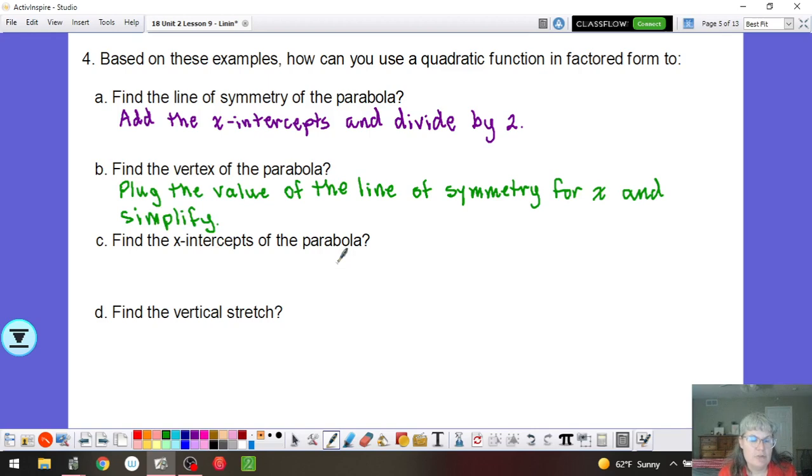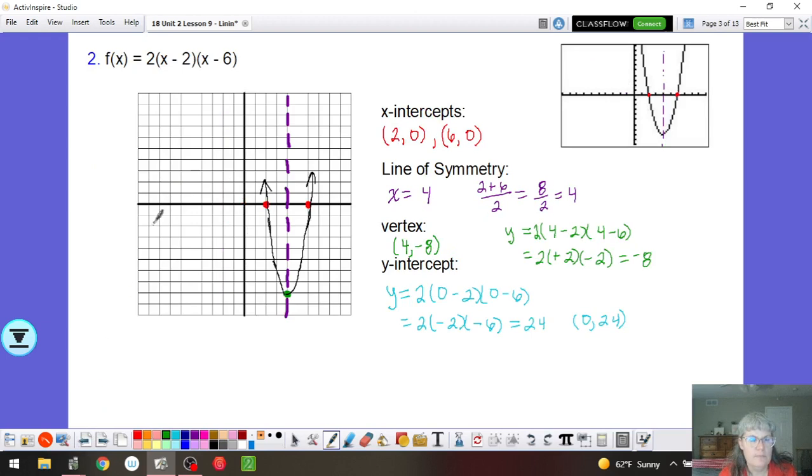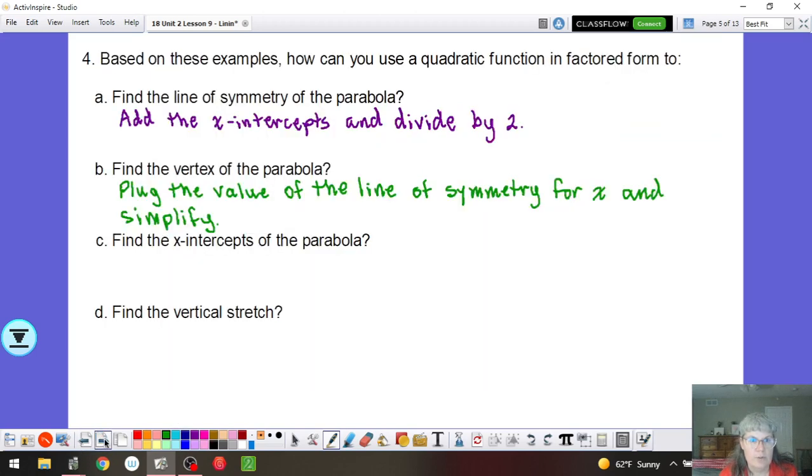To find the x-intercepts of the parabola, I'm just going to go back a couple screens here. You notice on number 2, our x-intercepts were at (2, 0) and (6, 0). If you look at our equation in factored form, it's the opposite of the constants inside our factors. So instead of negative 2, we have an x-intercept of positive 2. Instead of negative 6, we have an x-intercept of positive 6. So to find the x-intercepts, take the opposite of the constants in the factors.